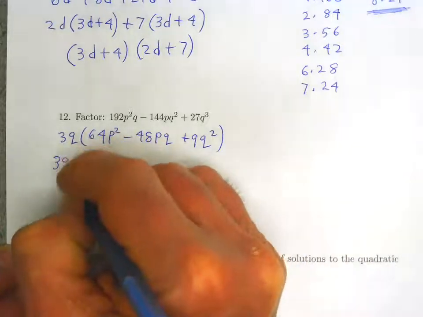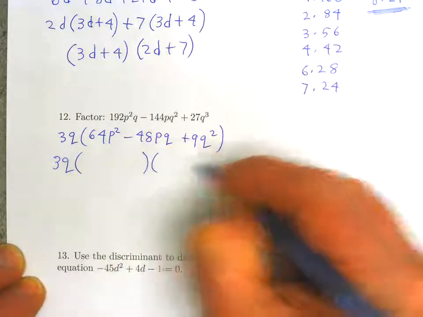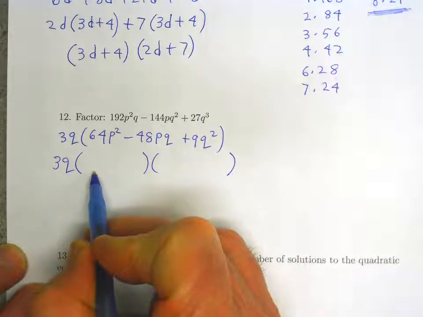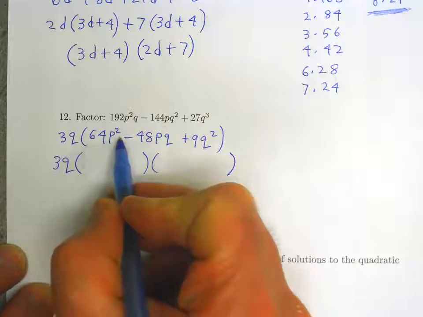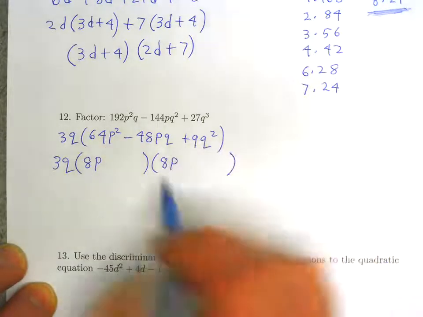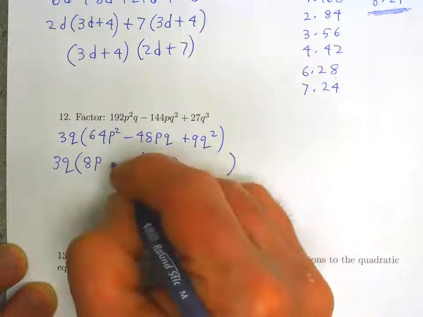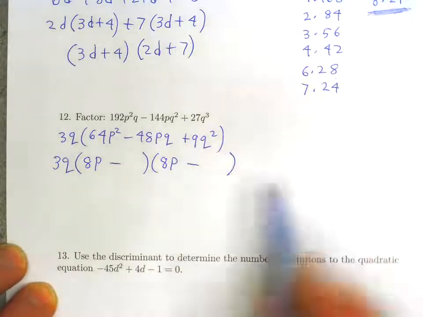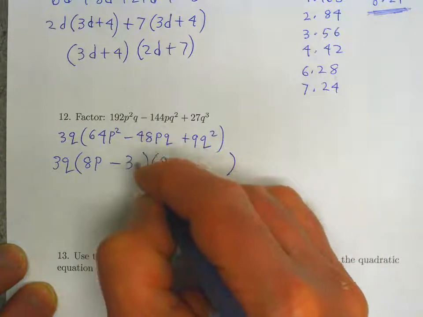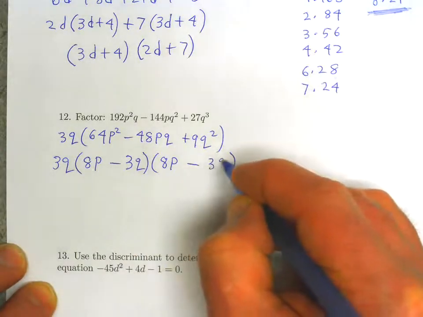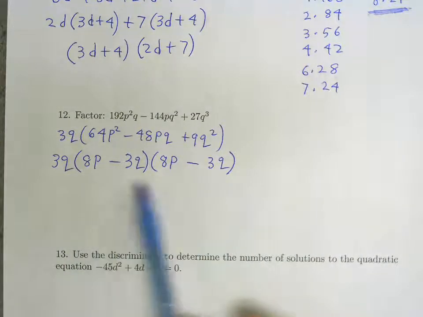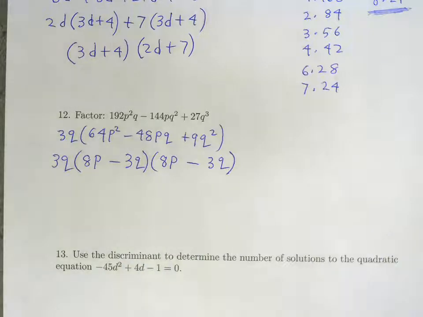That means its two binomial factors are identical. So the first term in each binomial is the square root of 64p squared, or 8p. Since the trinomial has minus plus, this should be minus. And then the square root of 9q squared is 3q. Then if you're ever in doubt about your factoring, you can multiply the factors.